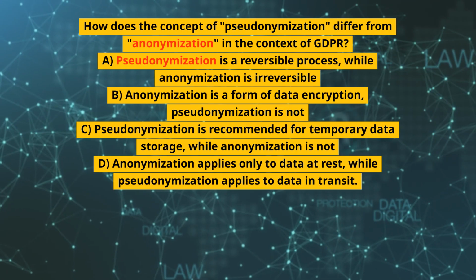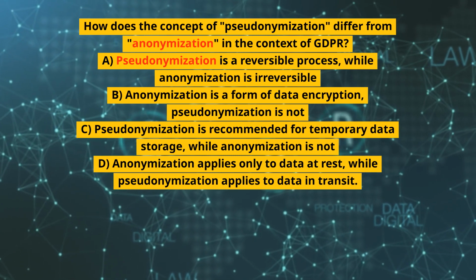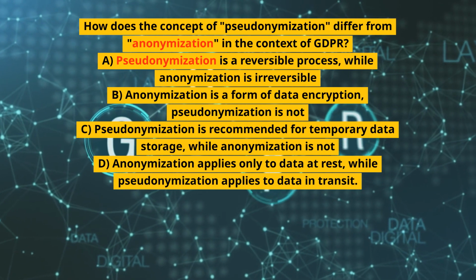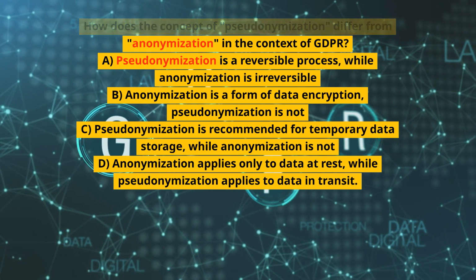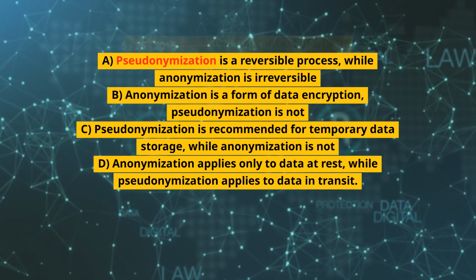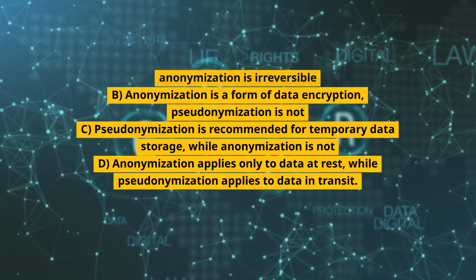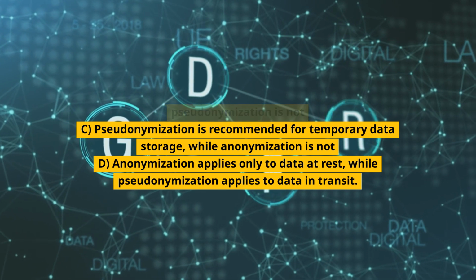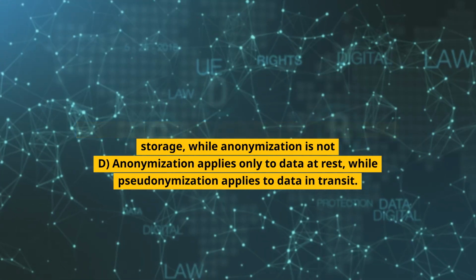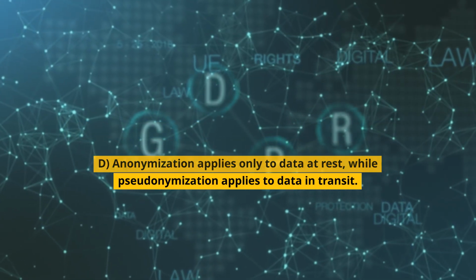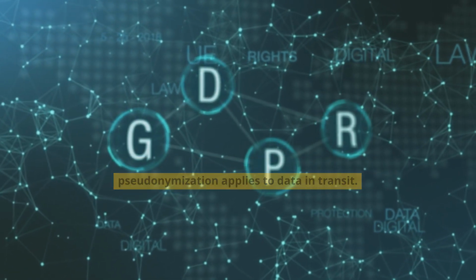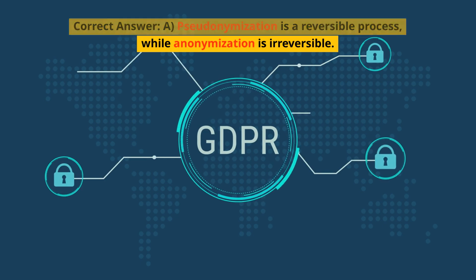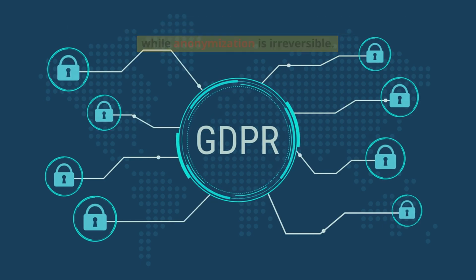How does the concept of pseudonymization differ from anonymization in the context of GDPR? A. Pseudonymization is a reversible process, while anonymization is irreversible. B. Anonymization is a form of data encryption, pseudonymization is not. C. Pseudonymization is recommended for temporary data storage, while anonymization is not. D. Anonymization applies only to data at rest, while pseudonymization applies to data in transit. Correct answer: A. Pseudonymization is a reversible process, while anonymization is irreversible.